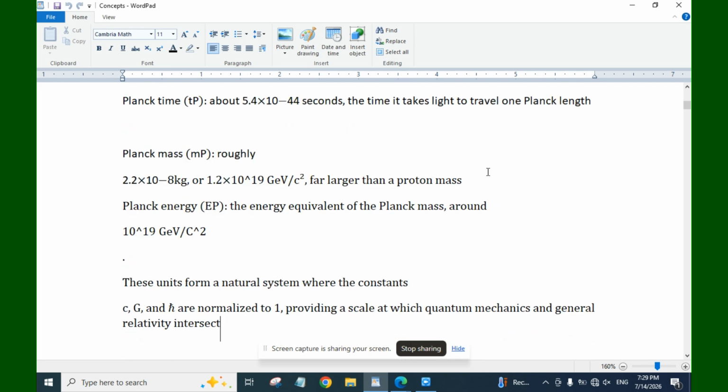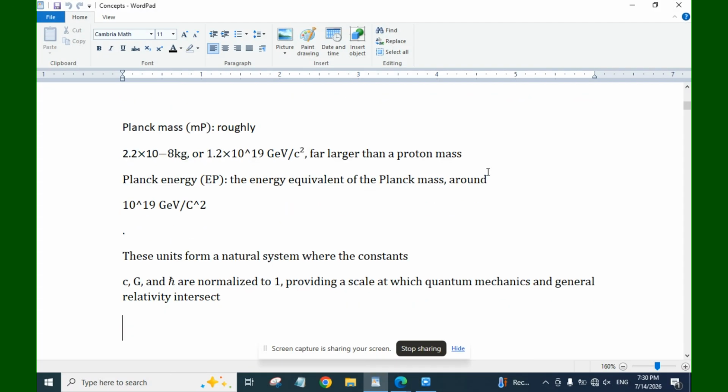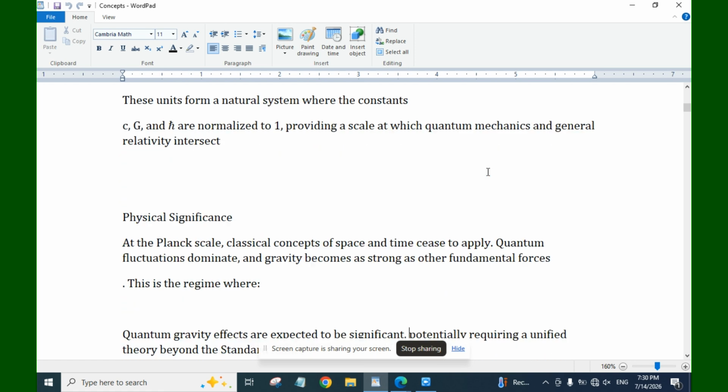The Planck mass, MP, is roughly 2.2 multiplied by 10 to the power of minus 8 kilograms, or 1.2 multiplied by 10 to the power of 19 giga electron volts divided by c squared, far larger than a proton mass. Planck energy, the energy equivalent of the Planck mass, is around 10 to the power of 19 giga electron volts. These units form a natural system where the constants c, G, and ħ are normalized to 1, providing a scale at which quantum mechanics and general relativity intersect.